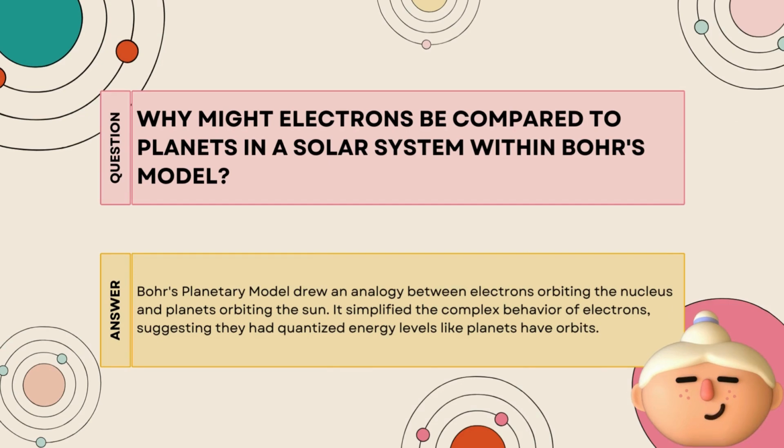The Bohr planetary model drew an analogy between electrons orbiting the nucleus and planets orbiting the sun. It has both the same thing. It simplifies the complex behavior of electrons, suggesting they have quantized energy levels like planets have orbits. If you see in the diagram, the nucleus is present in the center like the sun, and electrons are revolving around the nucleus like the planets revolving around the sun, such as Earth, Jupiter, Mars, Saturn, and others. In this way, electrons revolve around the nucleus in a fixed orbit like the planets move around the sun.